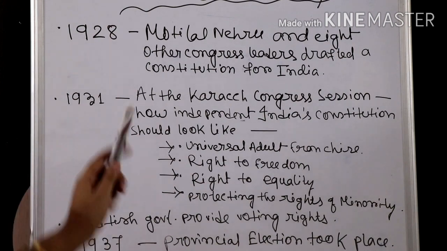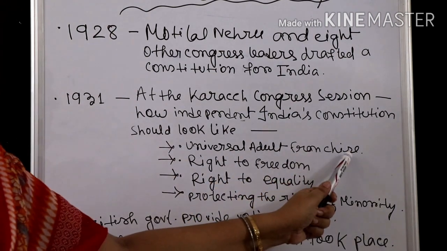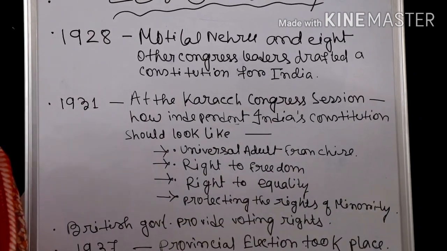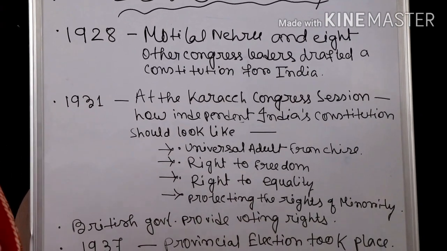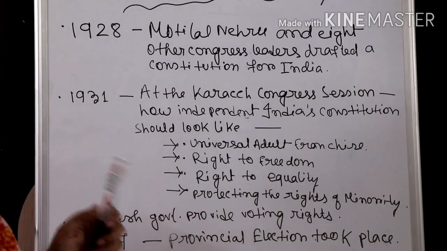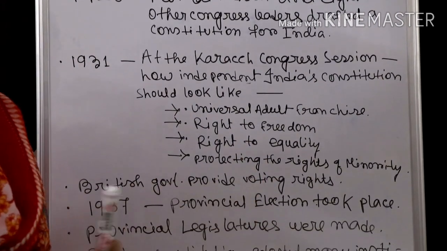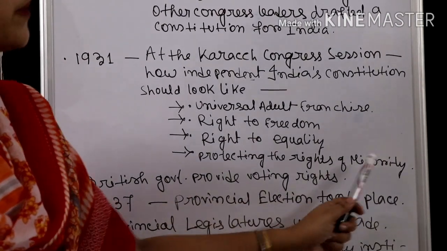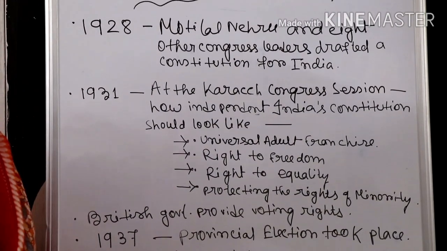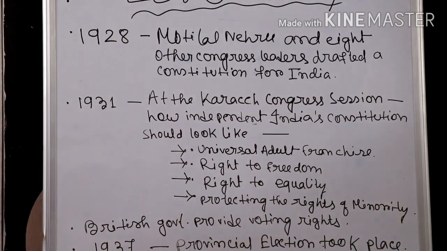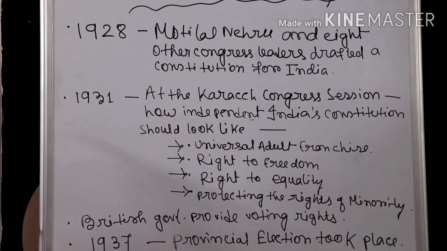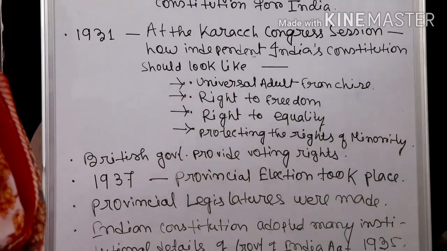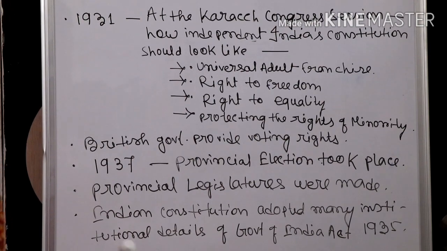They focused on these points: universal adult franchise, that means voting rights to everyone; right to freedom, that we should have the permission to do whatever we want; right to equality, everyone should be counted as the same; and protecting the rights of minorities, those who are a minority in our country should be treated equally compared to the majority. Next, the British government provided voting rights, but definitely to only a few people.